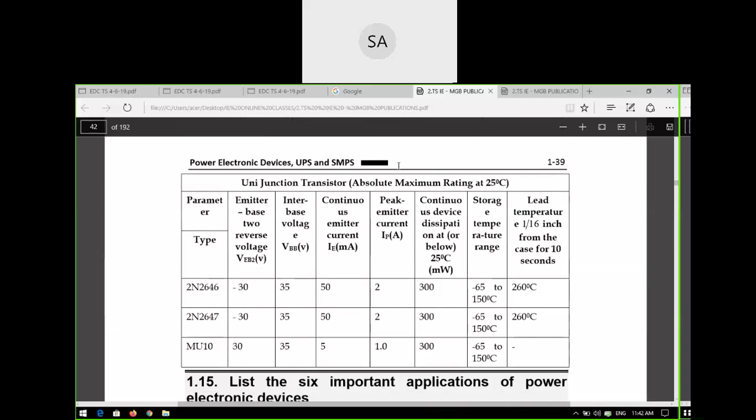As well as UJT. For UJT also there are specifications for maximum ratings at 25 degrees Celsius. You will see the names of the UJT are 2N26 series. So 2N2646 and 2N2647, MU110 are the examples of UJT, and you can observe their specifications also.